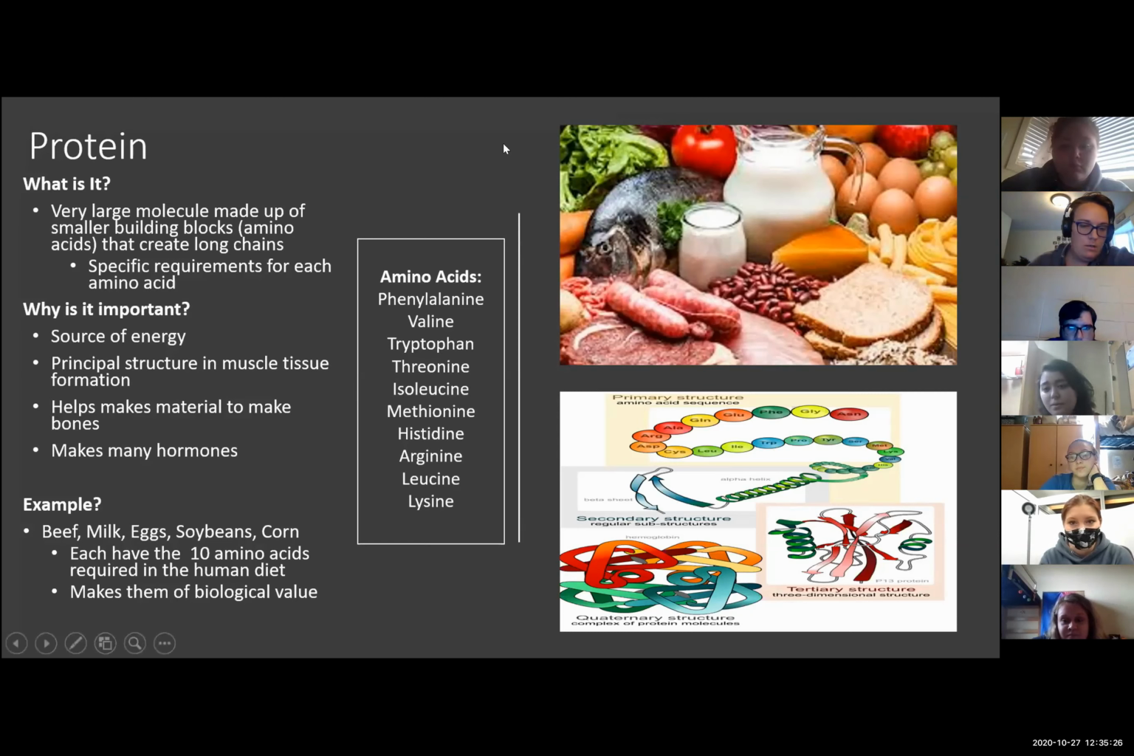Yeah, and on the bottom right, you can see the chain of amino acids that make up the protein. And then the top is just some more visual examples of protein source items. Good. Thank you.